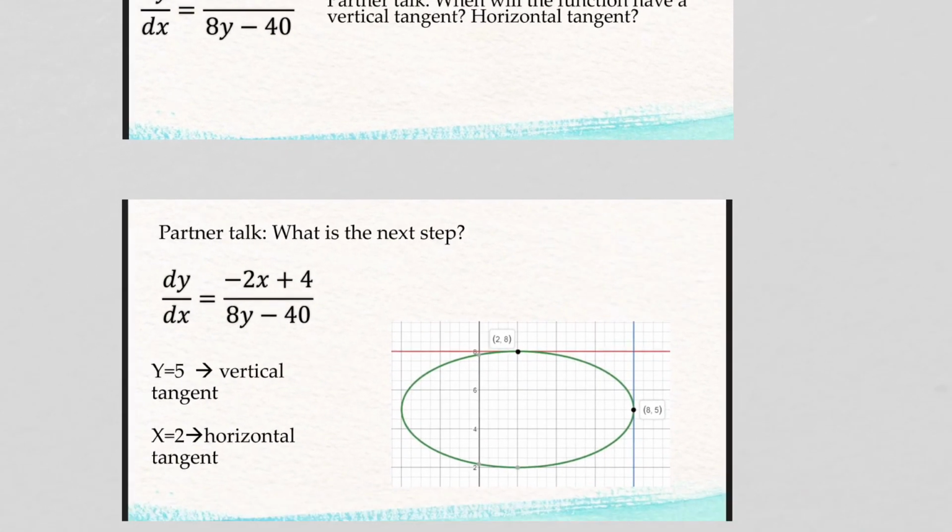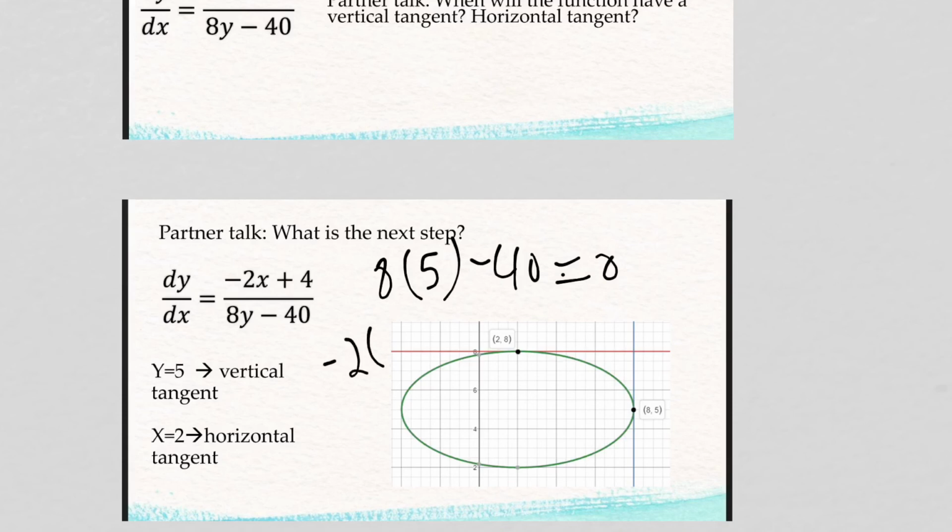Okay, well, one thing, we know we'll have a vertical tangent if we have to divide by 0. And if we do 8 times 5 minus 40, that would equal 0, causing a vertical tangent. So that happens when y is 5. And if we had negative 2 times 2 plus 4, well, that would be equal to 0, and that would cause a horizontal tangent because that makes the top 0.